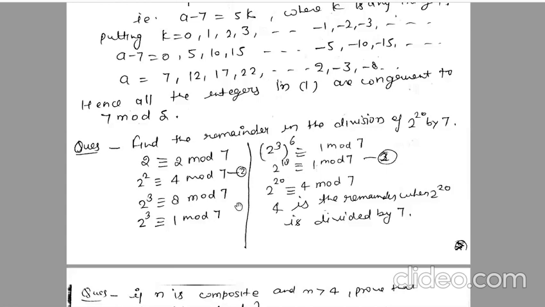So now again increase the power. Now you can increase the power 6 times. So 6 into 3, 18. So 2 to the power 18 is congruent to 1 to the power 6. So you will get 1 here modulo 7, right?